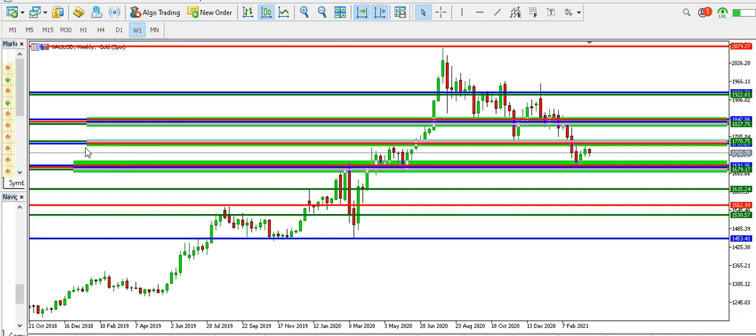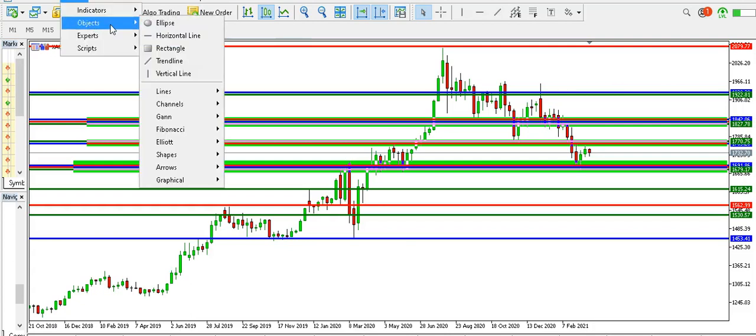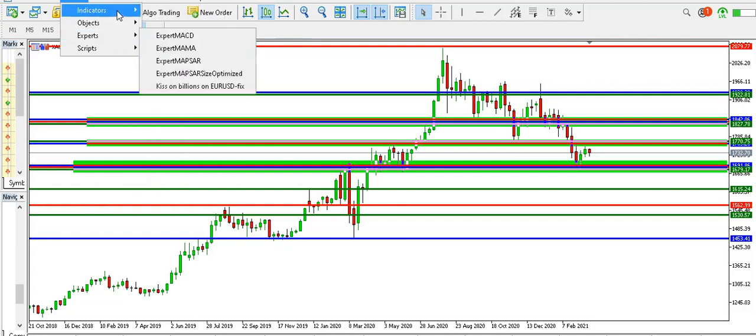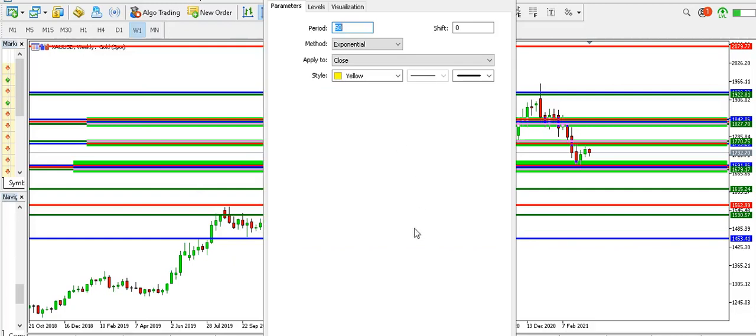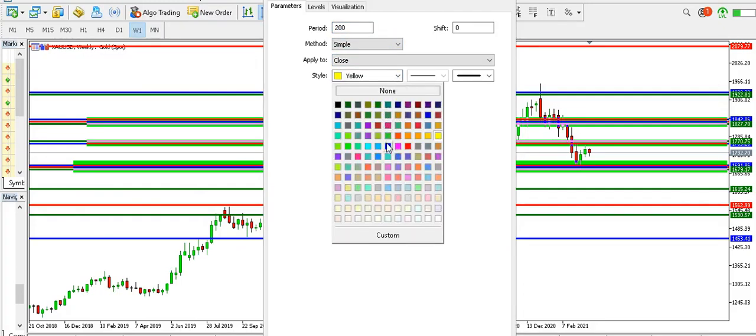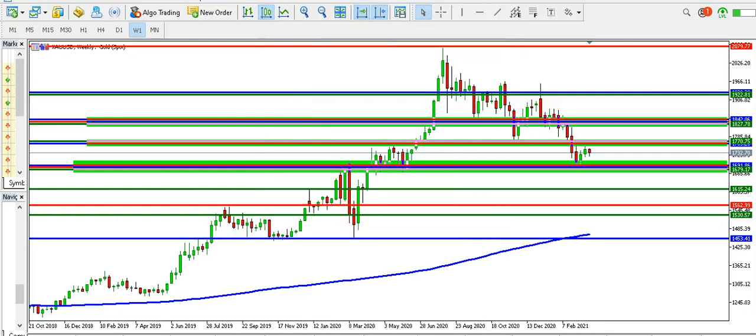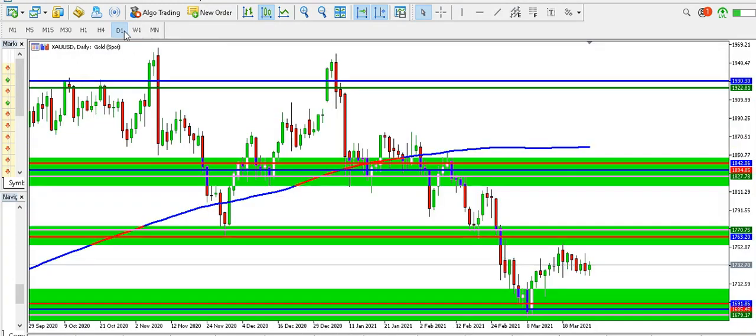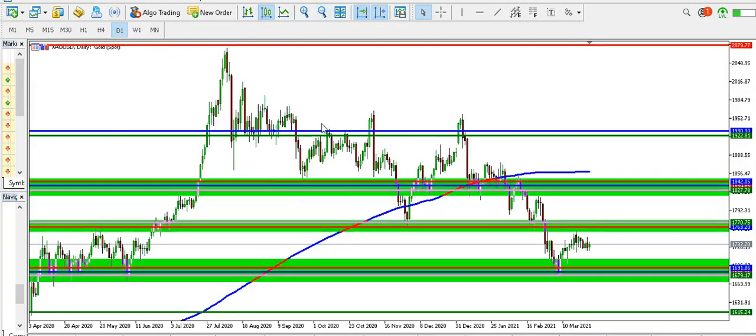All right, with this now, after this we are going to insert the moving averages. We're going to insert the 200 simple moving average. The color will be blue. We're going to view this on the daily time frame.